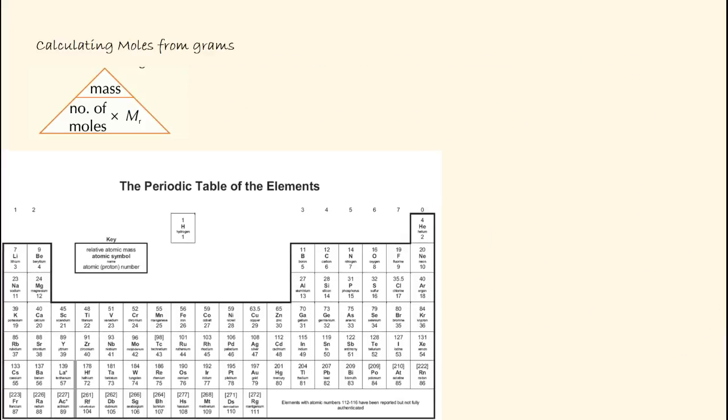The final thing we're going to look at today is calculating moles from grams. And we can use these equation triangles, if you like those, or we can work out that the mass is equal to the molecular mass times the moles, and sometimes we just refer to this as mass equals Mr moles as an easy way to remember it. Let's try and use this equation to actually calculate some moles.